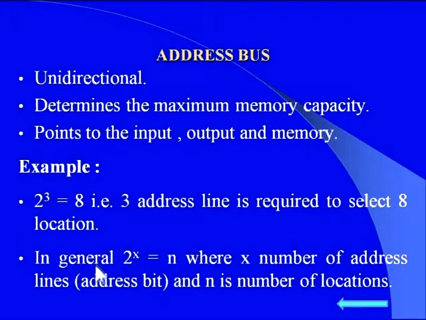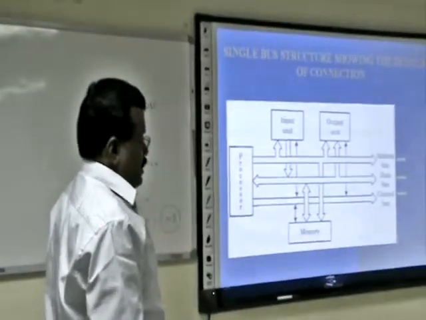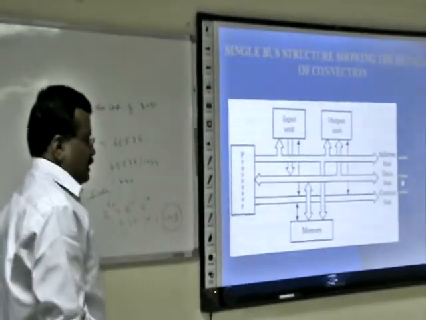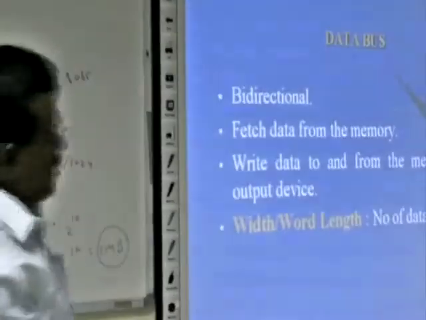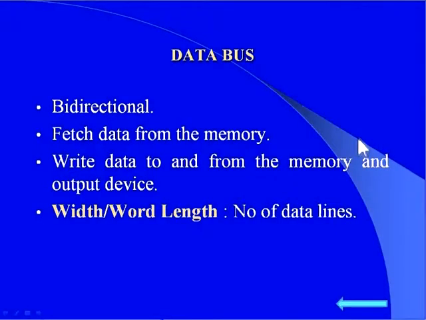So in general, we can write 2 to the power of x equal to n, where x is the number of address lines and n is the number of locations. The next bus is the data bus. It is a bidirectional bus through which only data can flow between the microprocessor and memory, as well as between the microprocessor and peripheral devices. It is used to fetch data from the memory and I/O devices, and to write data to the memory and I/O devices.